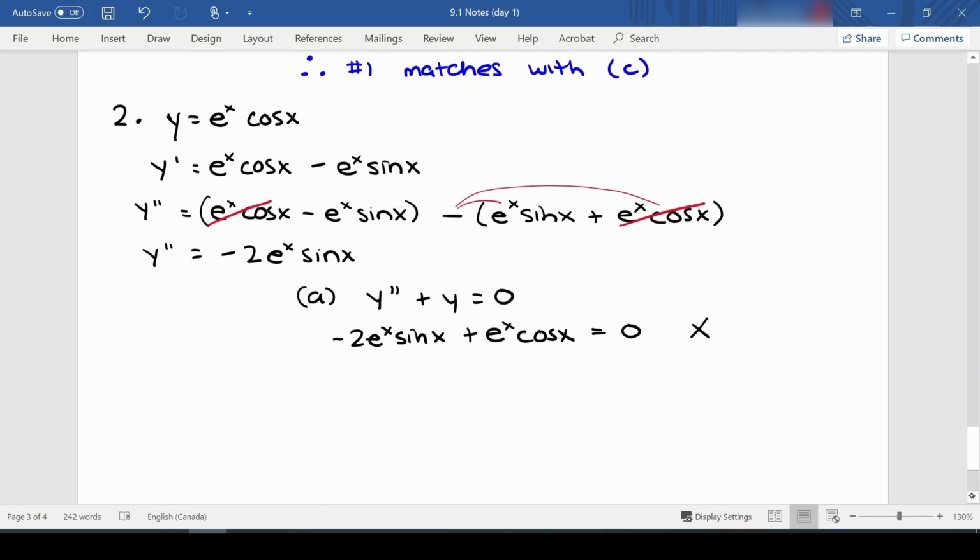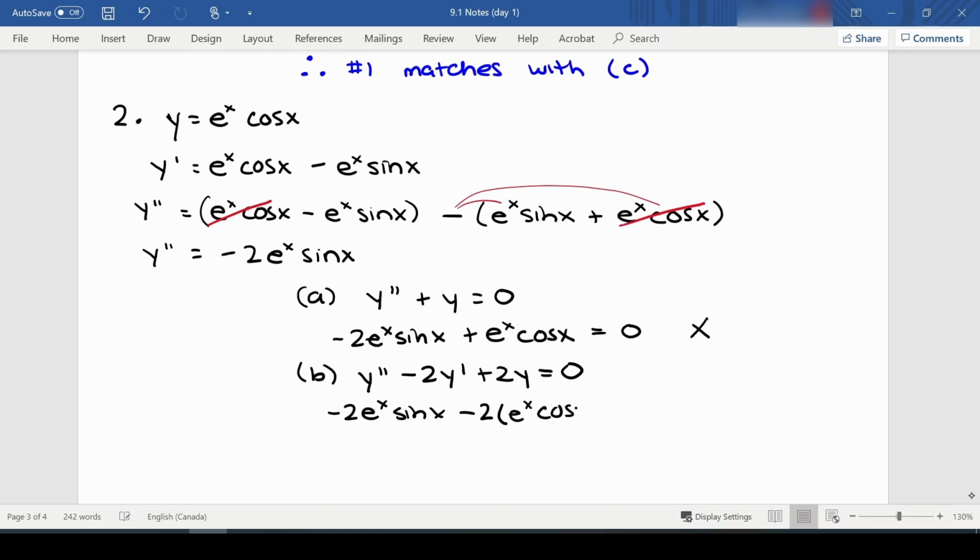Nothing cancels out there. Letter B was y double prime minus 2y prime plus 2y equals 0. Y double prime is negative 2e to the x sine x, minus 2y prime is minus 2 times (e to the x cosine x minus e to the x sine x), plus 2y is 2e to the x cosine x. This is supposed to equal 0.